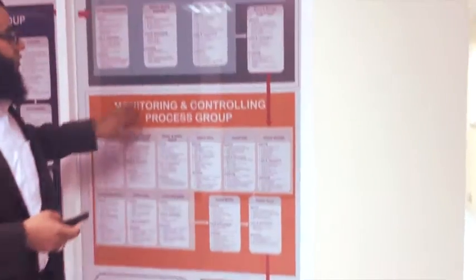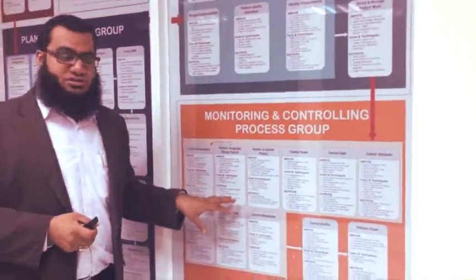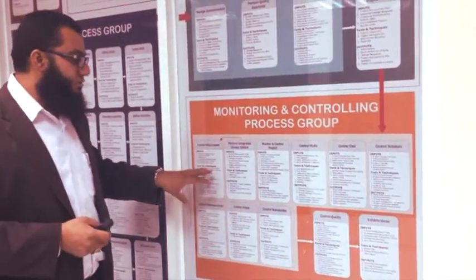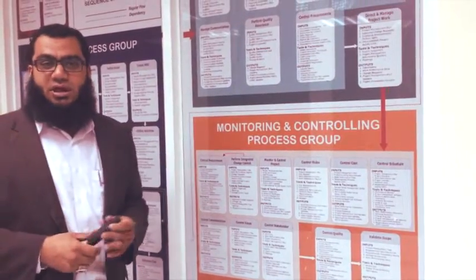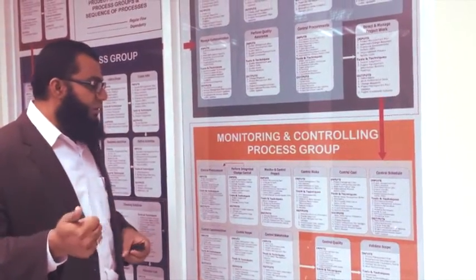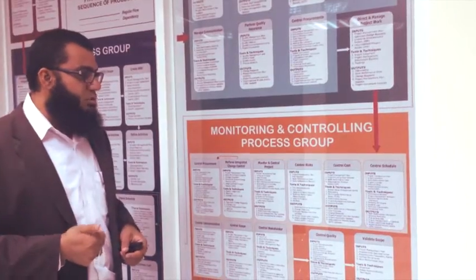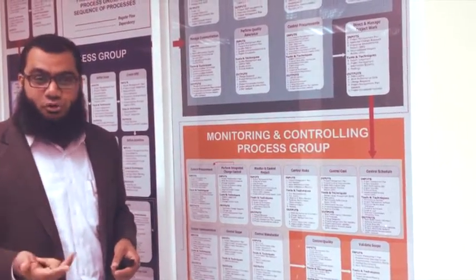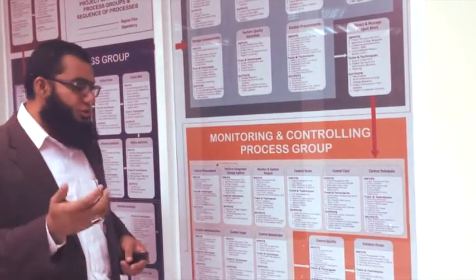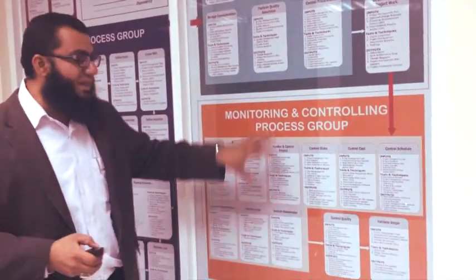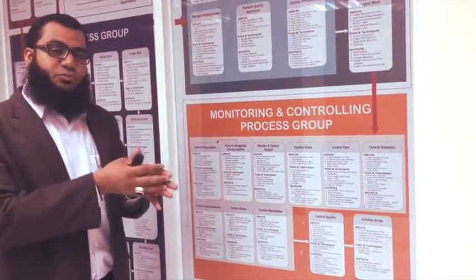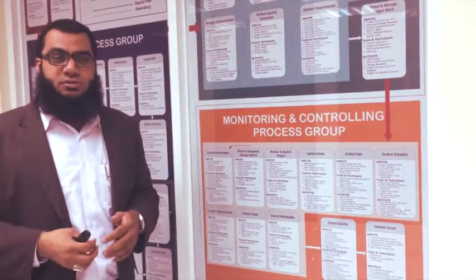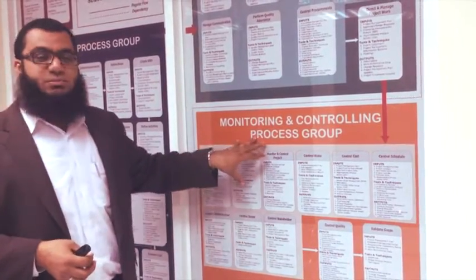Now talking about your monitoring and control processes. You have many processes, and all of them will run in parallel. You have integrated change control, monitor and control project work, control risk, control procurement, control schedule, control cost. All of them could be running in parallel from day one you start the project until you end the project. And this process group is a supporting process group.